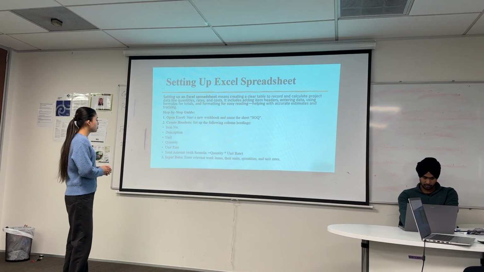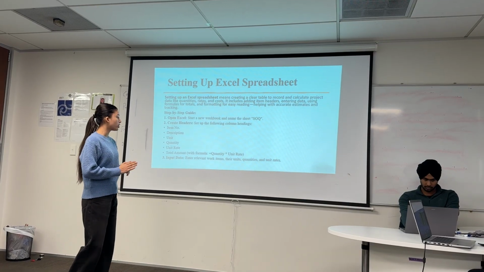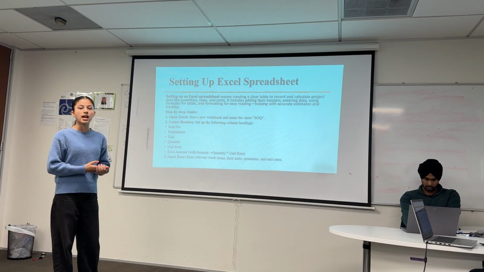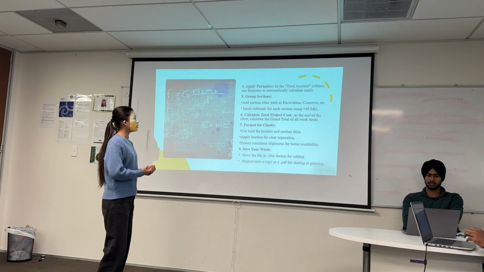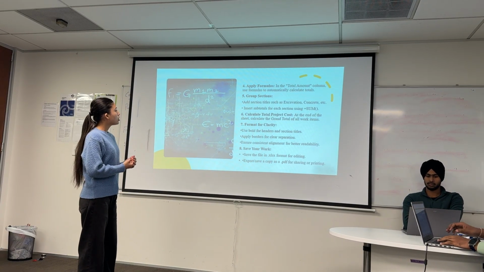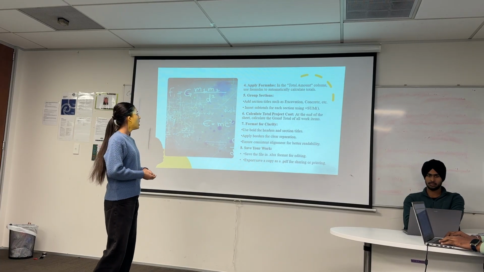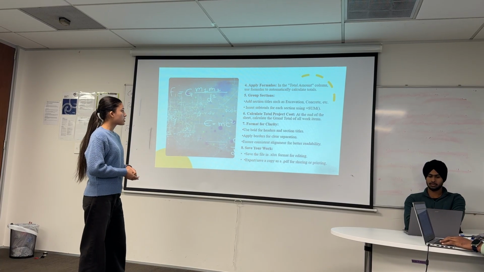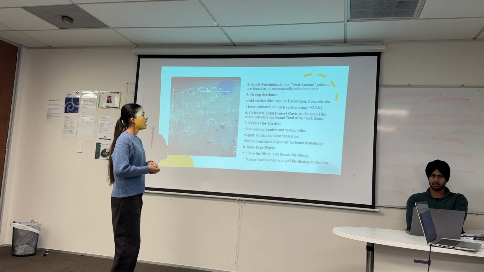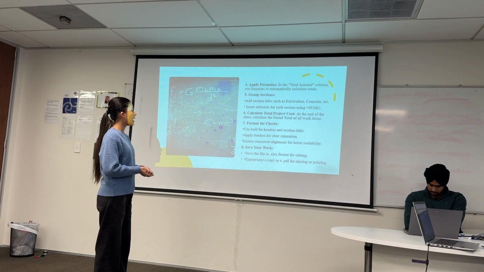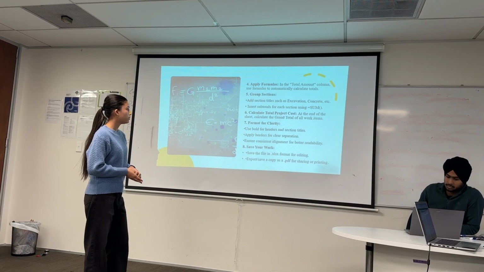And the third is input data. In here, we have to enter relevant work items, their units, quantities, and unit rates. And the fourth one is applying formulas in the total columns, using formulas to automatically calculate totals. Fifth one is group sections. In here, add section titles such as excavation, concrete, etc., and insert subtotals for each section using the SUM function.